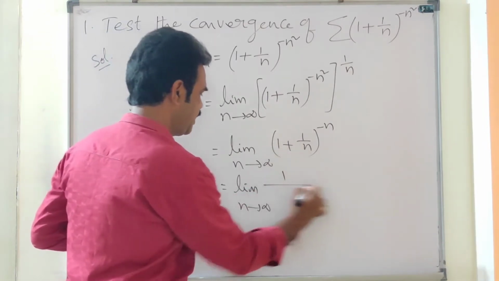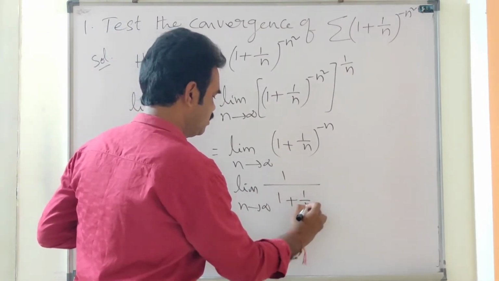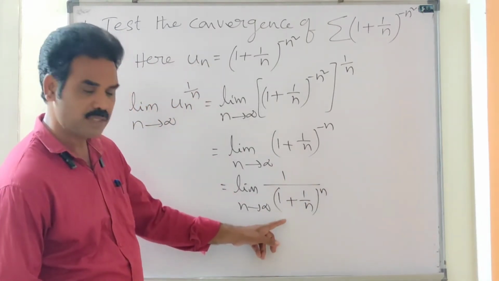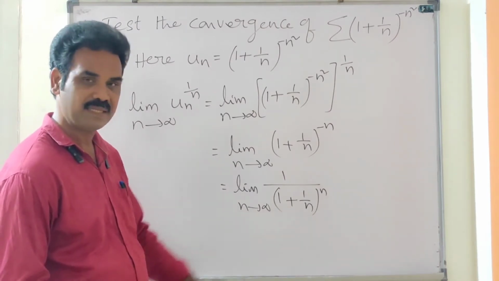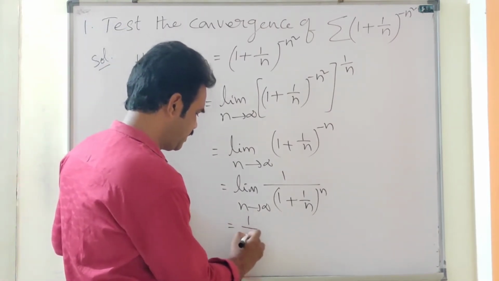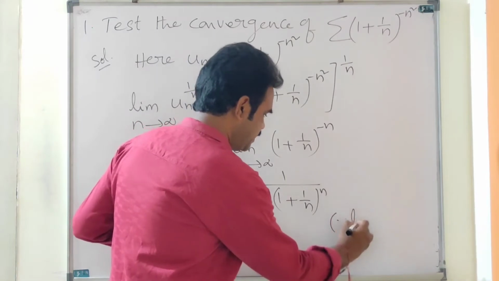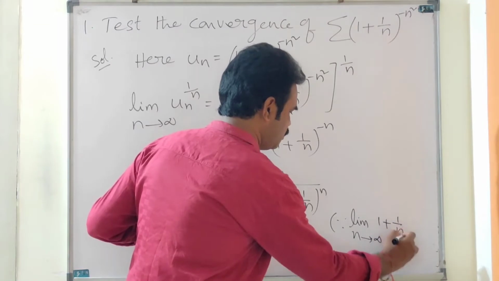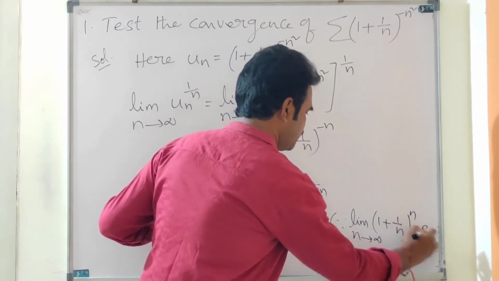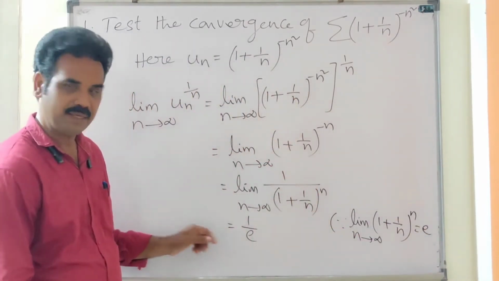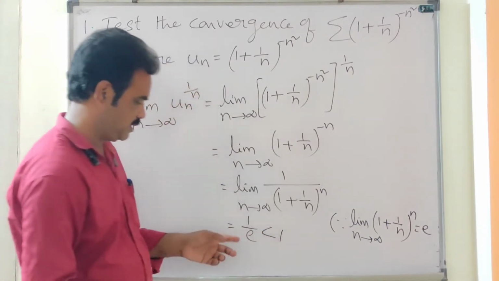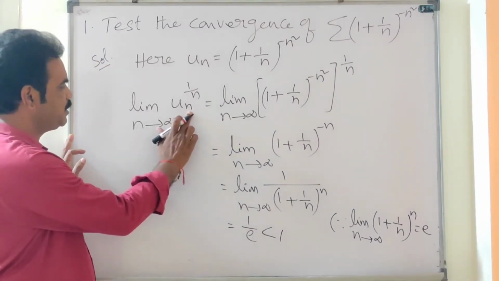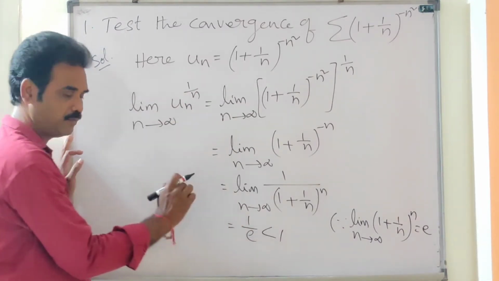This can be written as limit n tends to infinity, 1 by 1 plus 1 by n whole power n. Okay, we know that limit n tends to infinity, 1 plus 1 by n whole power n is e. That's why this is equal to 1 by e. Okay, and 1 by e is less than 1, since e lies between 2 and 3. So limit n tends to infinity, un power 1 by n is less than 1.